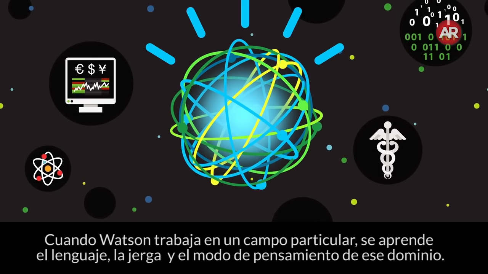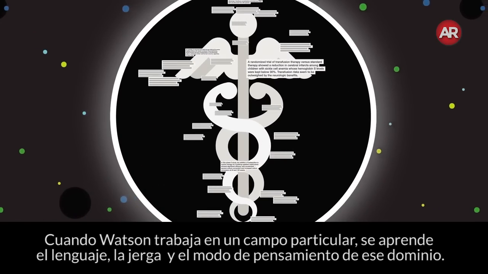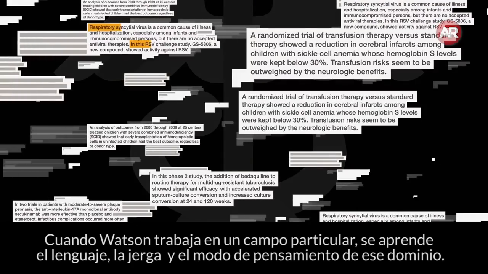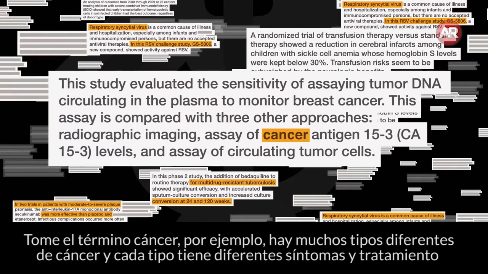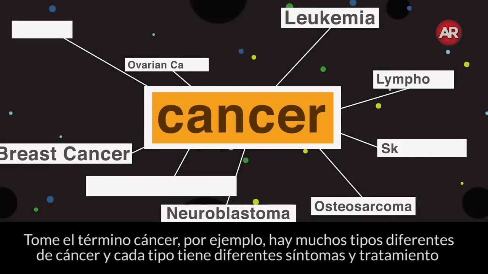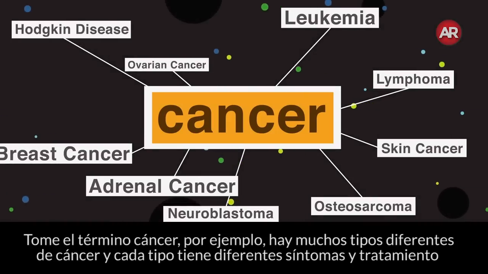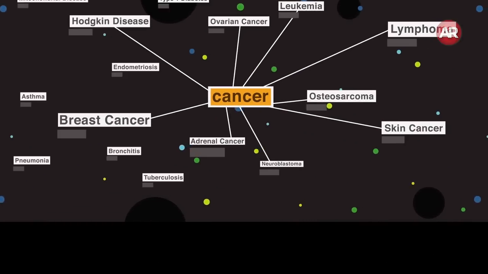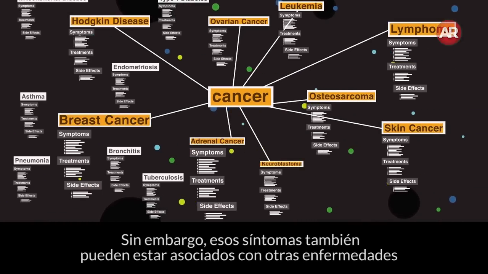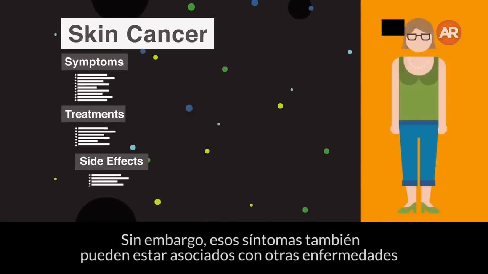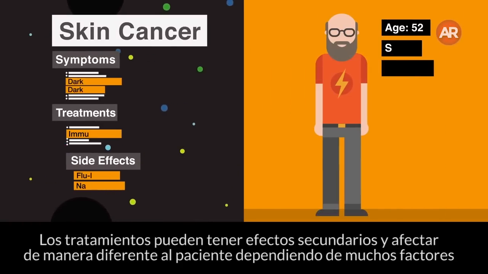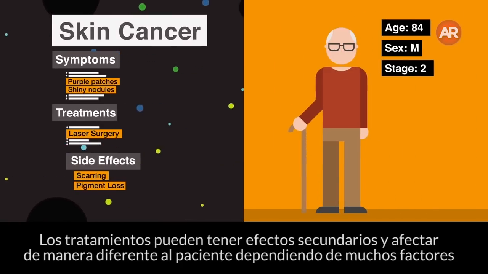When Watson goes to work in a particular field, it learns the language, the jargon, and the mode of thought of that domain. Take the term cancer, for instance. There are many different types of cancer, and each type has different symptoms and treatments. However, those symptoms can also be associated with diseases other than cancer. Treatments can have side effects and affect people differently depending on many factors.